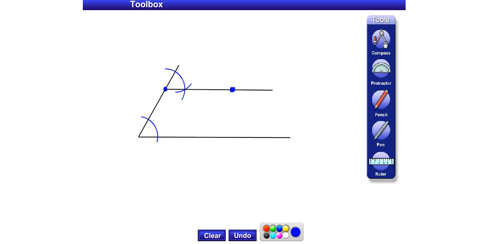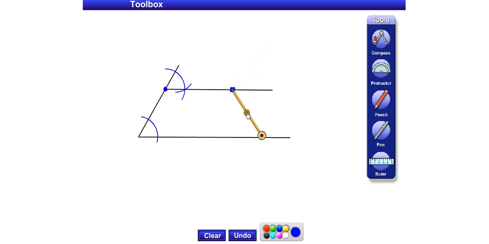The next thing we're going to do is take our compass tool. Here we're just going to use it to measure a distance. So we're going to put the point on one side of the segment and then put the pencil on the other side of the segment. This is the length that we need. So now we can take the point of the compass and put it on the point that we drew.